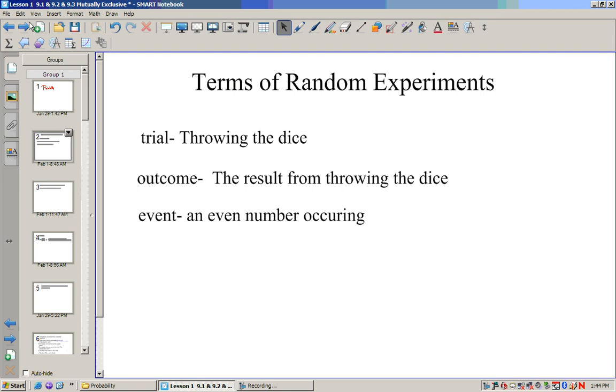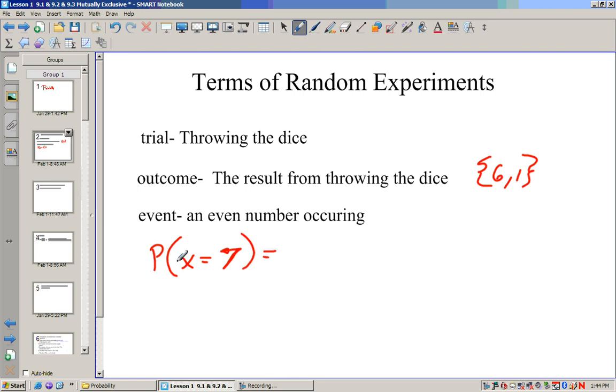First, here's some terms for random experiments. A trial is the thing that you're doing. So if we're going to throw the dice or draw a card, we call that a trial. An outcome is the result from your trial. So the result from throwing a dice. So the outcome might be a 6 and a 1. An event is something that occurs from the outcome. So I might want to look for the probability that my dice will equal 7.